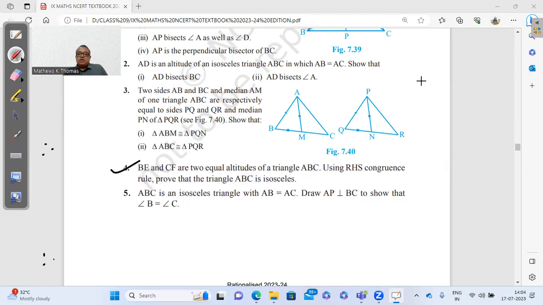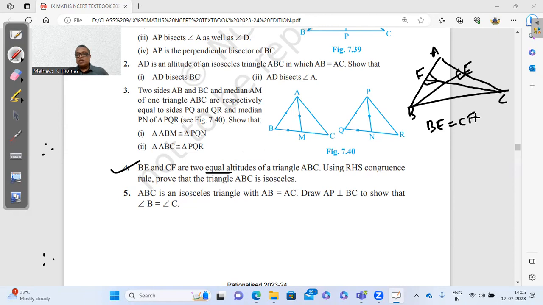Question number 4. BE and CF are two equal altitudes. So let's draw the figure A, B, C. BE and CF are equal altitudes. Altitude means this is 90, this is also 90. So BE and CF are equal, and altitude means this is 90.